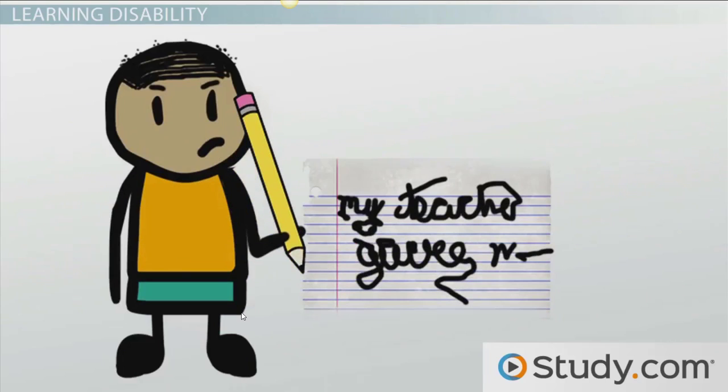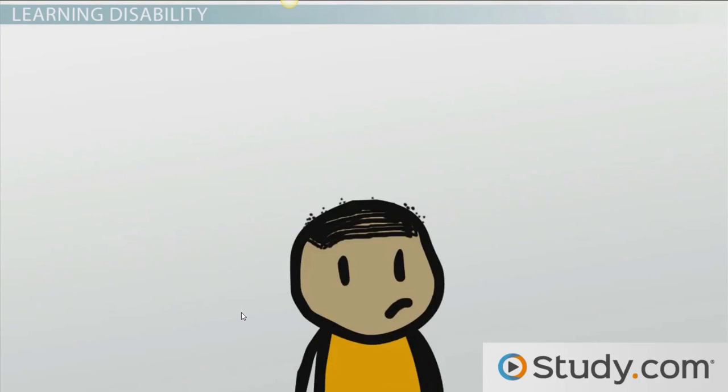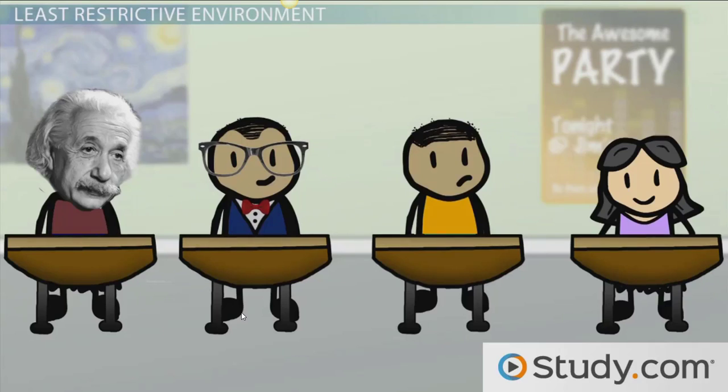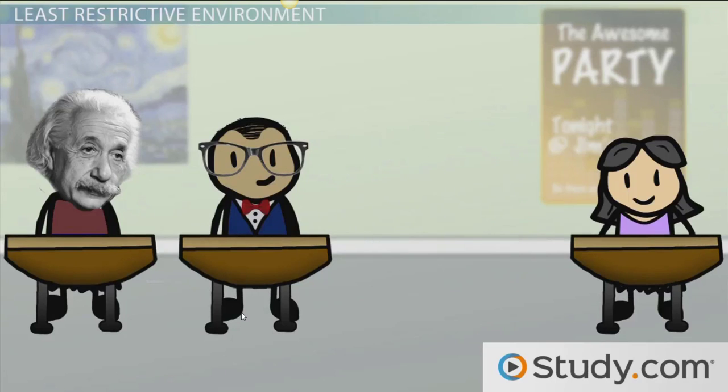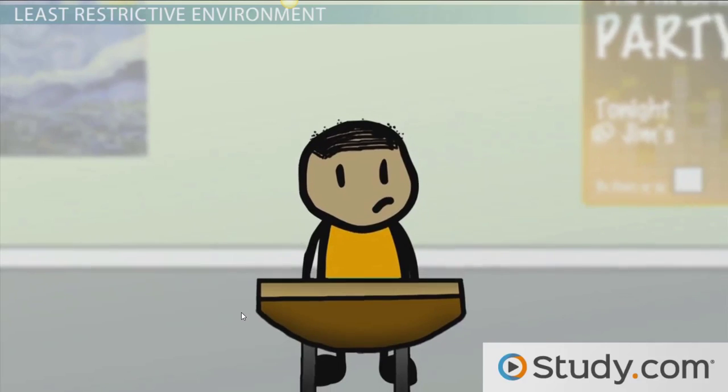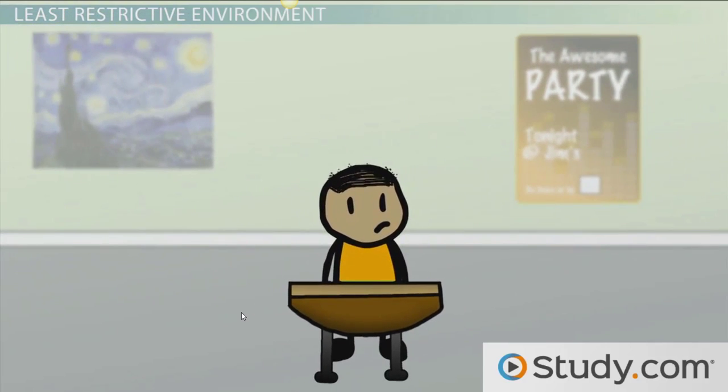The key point here is that the disability is explicit towards a particular area of learning. For example, a student may be able to read but not be able to write. Students with special needs were not always allowed in the mainstream classroom. In fact, just a few decades ago, students with learning disabilities were routinely segregated away from their classmates.